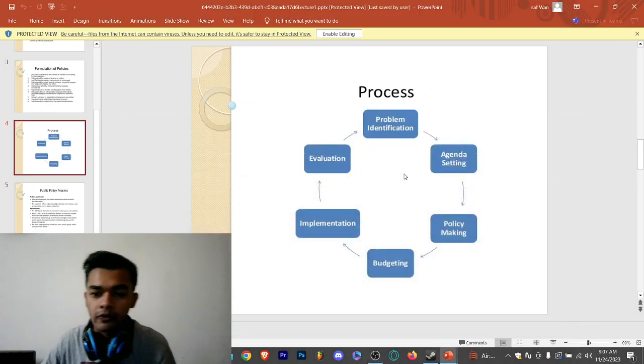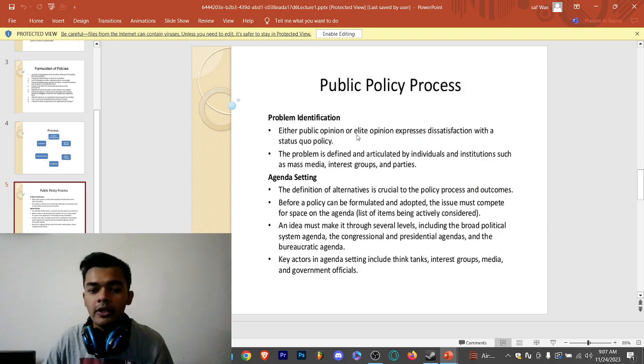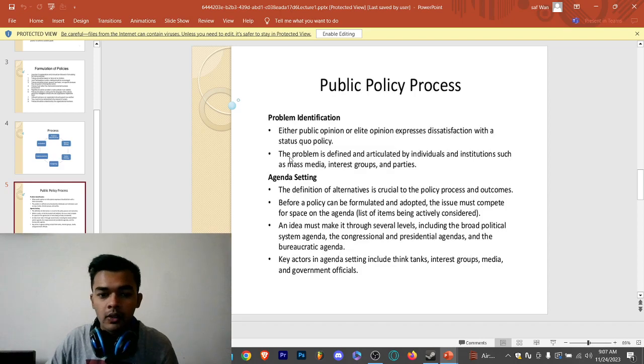Policy formulation process. We're going to talk about all of them. First one is problem identification. So, problem identification: either public opinion or elite opinion expresses dissatisfaction with a status quo policy. The problem is defined and articulated by individuals and institutions such as mass media, interest groups, and parties.